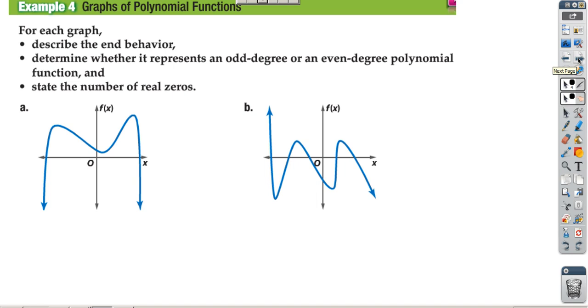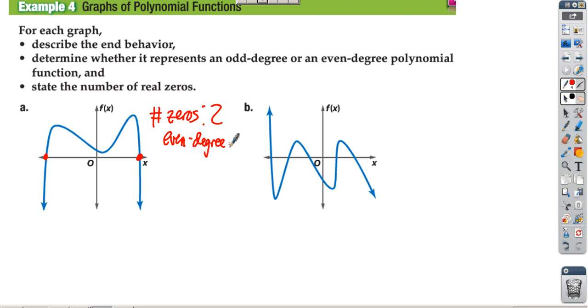Alright, last thing we want to do is for each graph describe the end behavior, tell if it's odd or even degree, and give the number of real zeros. So let's do the last one first. The number of zeros is the easiest to find. Let's see how many zeros this one has. It has 1 zero there, it has another zero there. It has 2 zeros. 2 is an even number, so it must be an even degree.